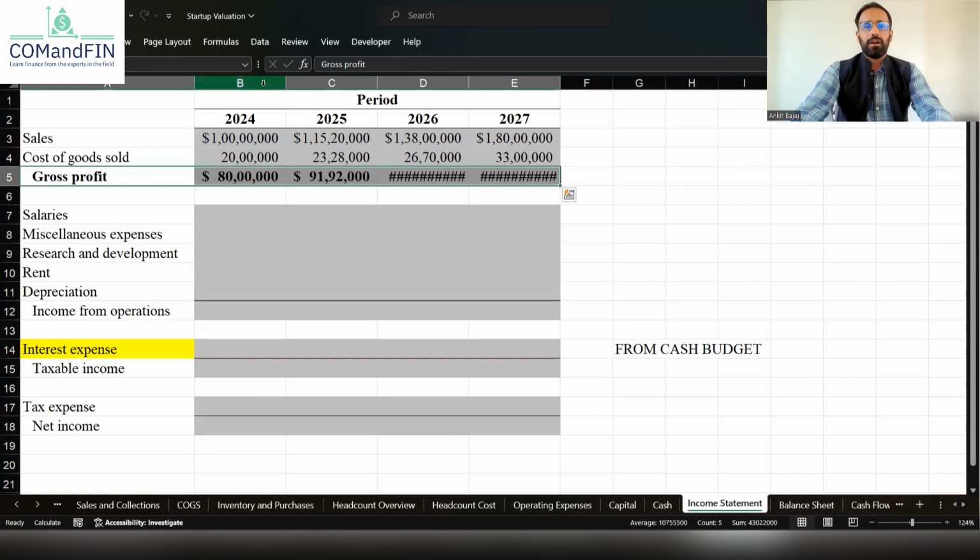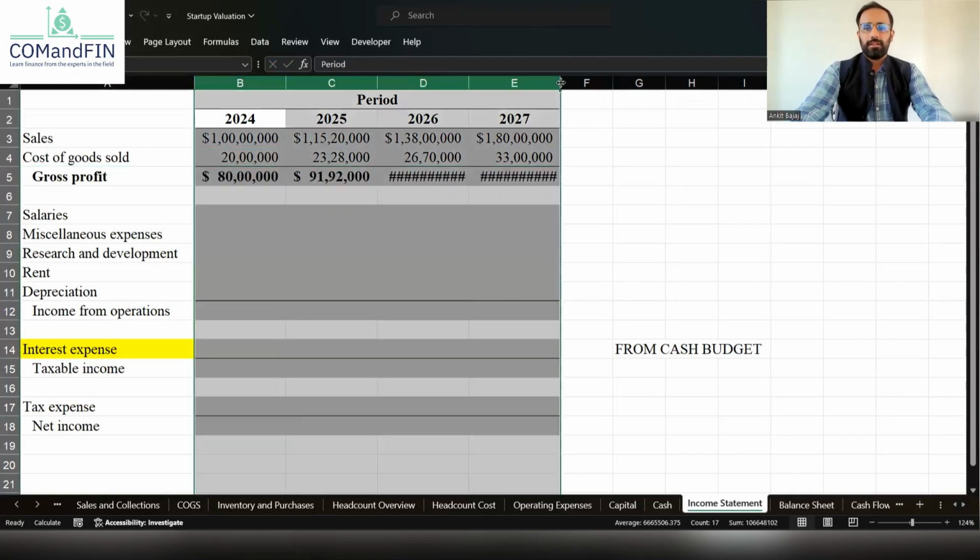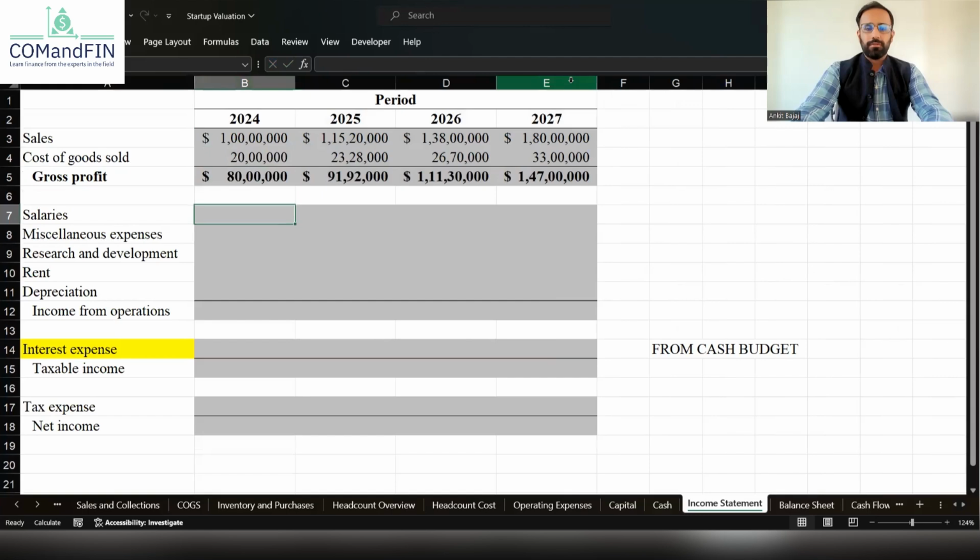This is going to be the amount of gross profit. I think you understood, right? This is going to be the amount of gross profit here. Now here you can see we have to record the salary.